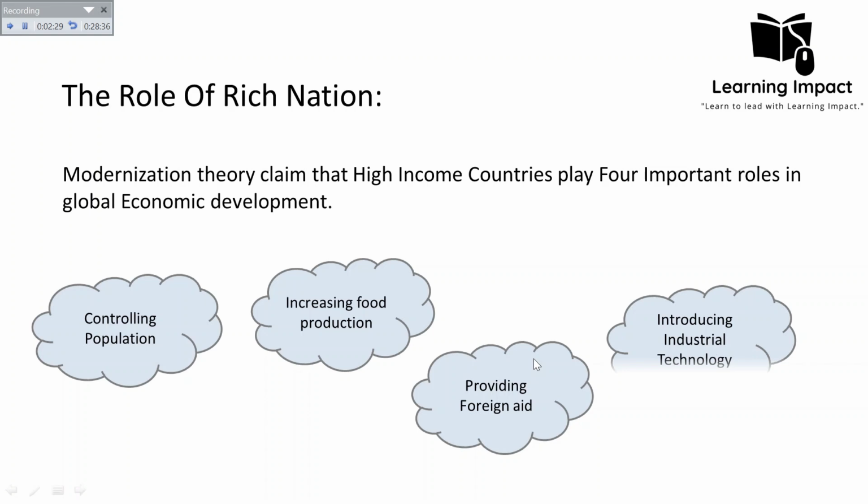and also help them with foreign aid. And the fourth is that it introduced industrial technology, and by introducing industrial technology, they shift labor from farming jobs to more skilled industrial and service jobs. And this is how it boosts the economy of the poor nations. So this is how the modernist thinkers believed that the role of the rich nations is promoting the economy of the poor nations, helping the world get out of global poverty, and it is beneficial for the whole world as a whole.